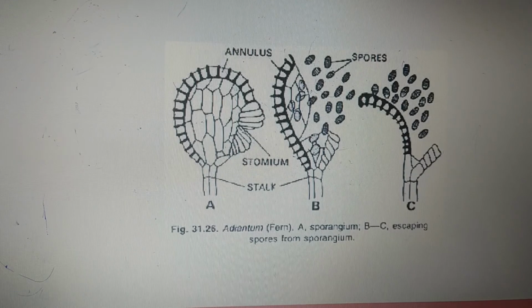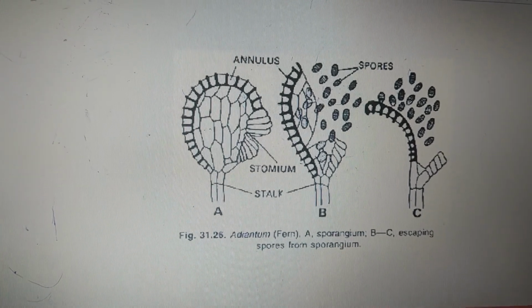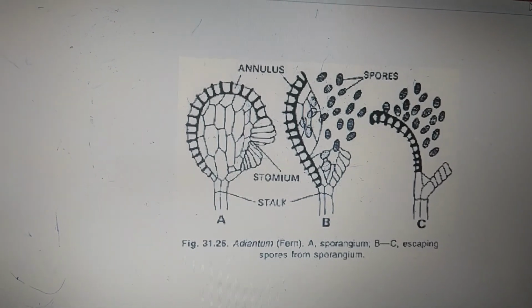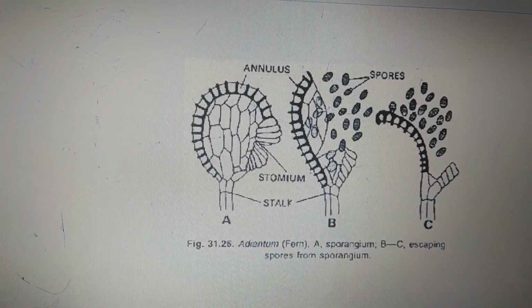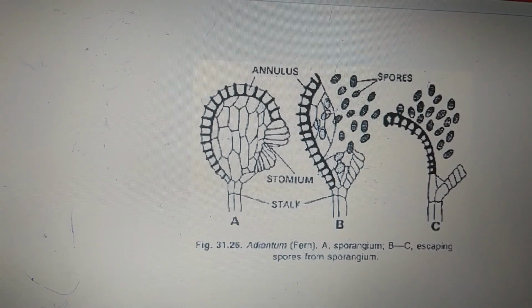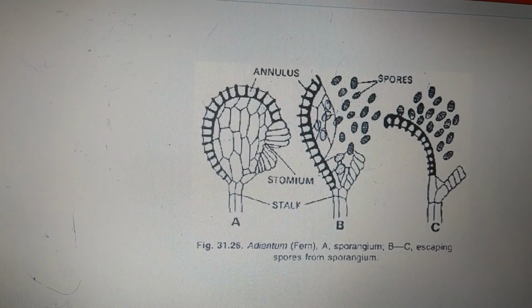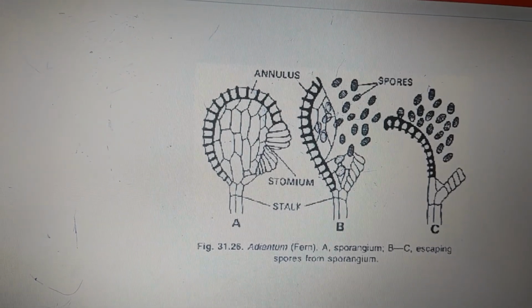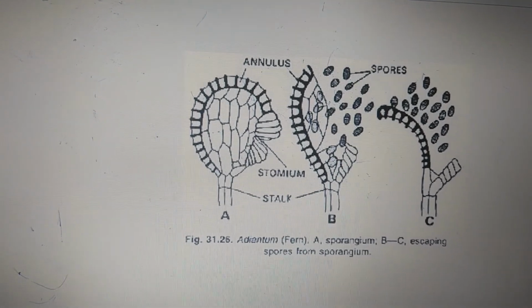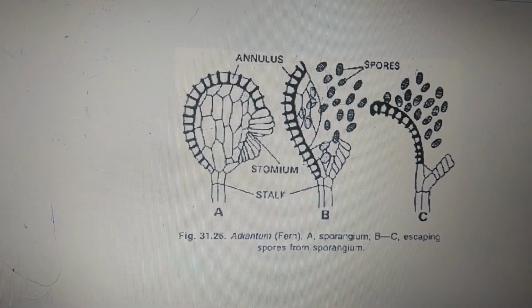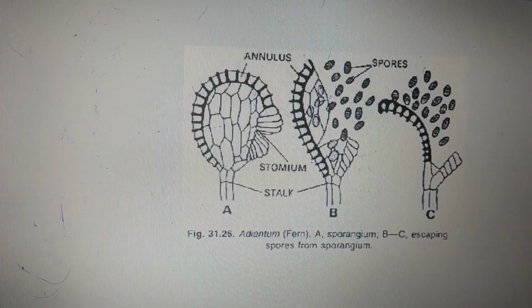which is somewhat heart shaped in structure, multicellular, and independent. It produces its own food by photosynthesis, but it is inconspicuous. Inconspicuous in the sense that it is not clearly visible. So this was the description regarding the sorus in case of Adiantum. Thank you.